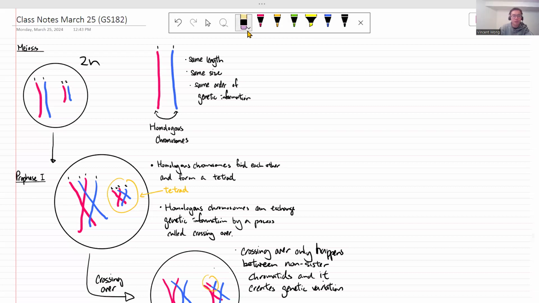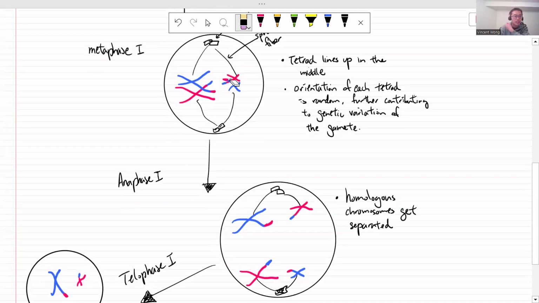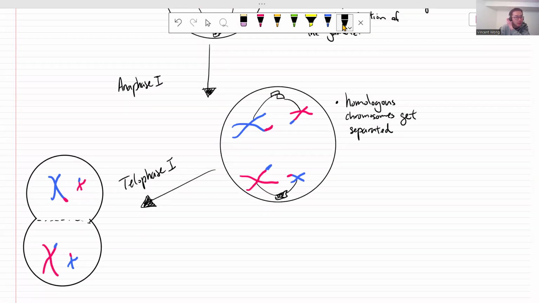And after the first round of division, look at how many sets of chromosomes we have now. Just 1 chromosome, 2 chromosome. So this is n now. That's the end of telophase 1. That's the end of meiosis 1, essentially.